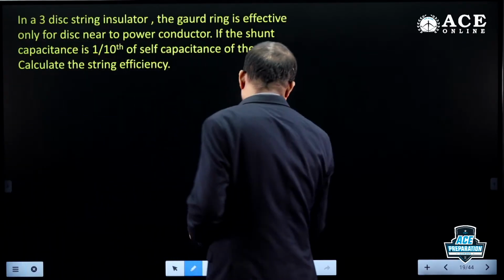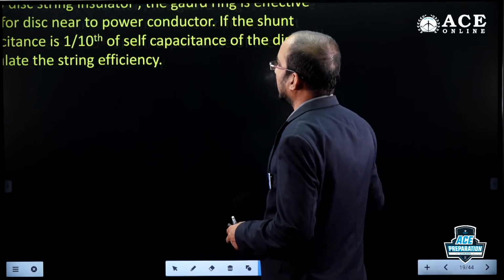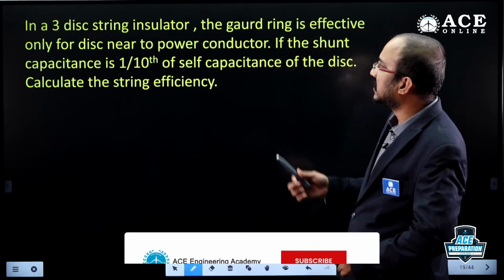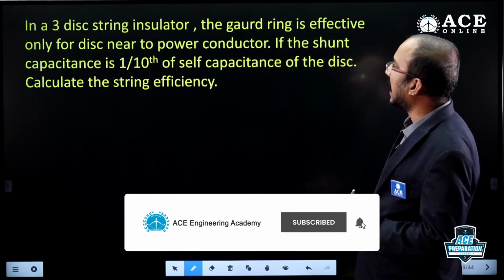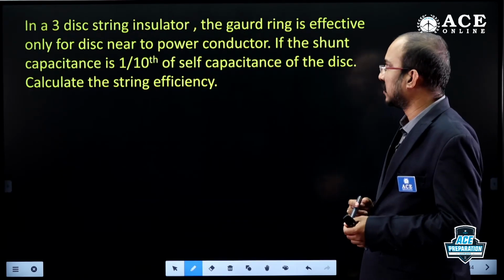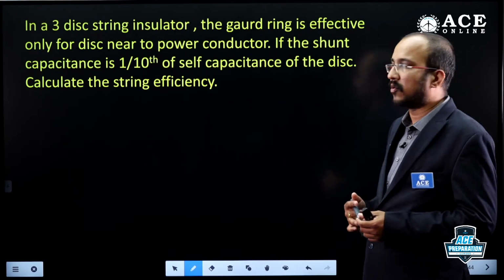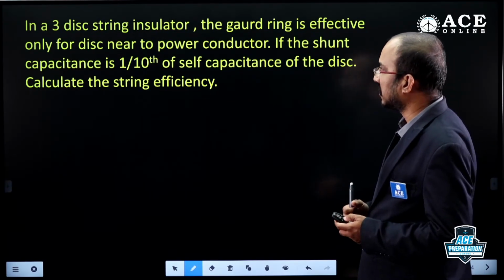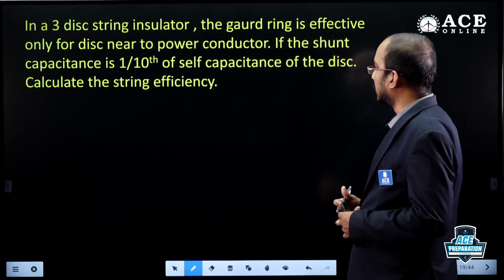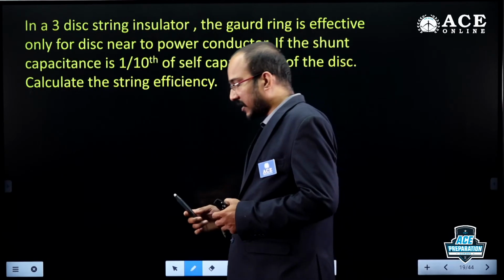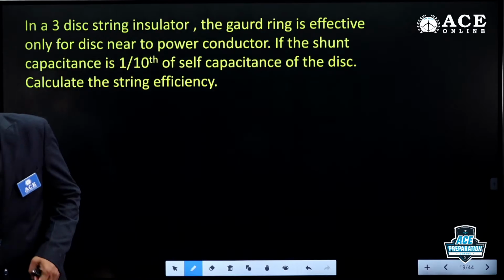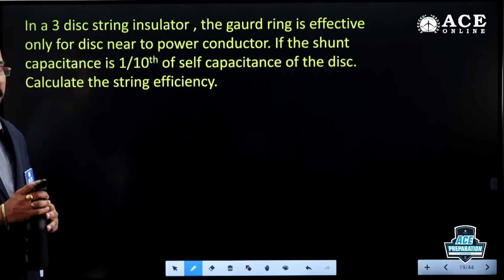So let us observe this question here. What he has given: in a 3-disc insulator string, the guard ring is effective only for the disc near to the power conductor. If the shunt capacitance is 1/10 of the self capacitance, then calculate the string efficiency. Try to solve this problem. Here he is improving the string efficiency by using the guard ring.